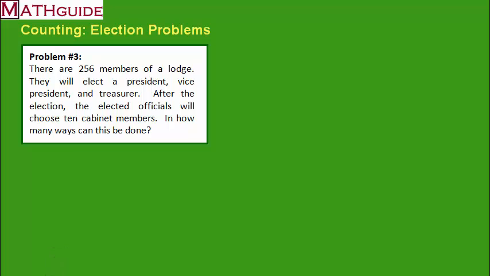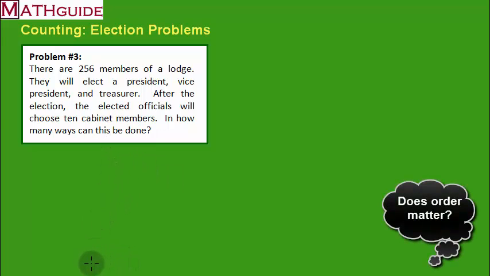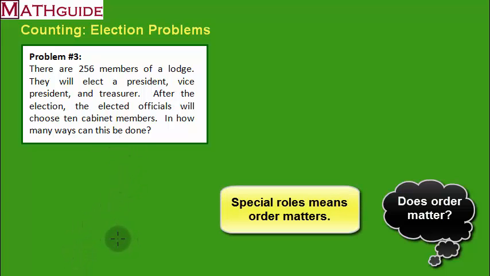Here's our third problem. So there are 256 members of a lodge. They will elect a president, vice president, and a treasurer. After the election, the elected officials will choose 10 cabinet members. And how many ways can this be done? Now, this is a tricky problem because there's 2 parts to it. Let's talk about how many ways there are to choose the president and vice president and treasurer. So now the order in which they choose those three positions matters, and each of those positions obviously carries a different role, so order matters.